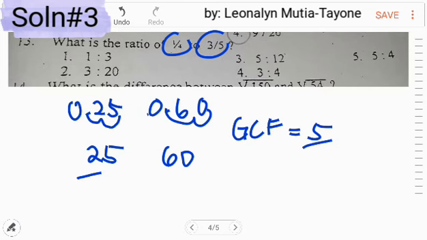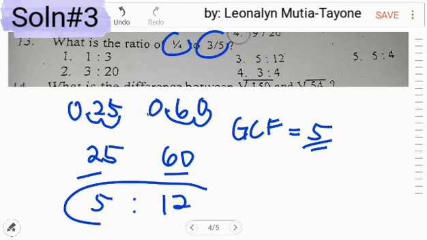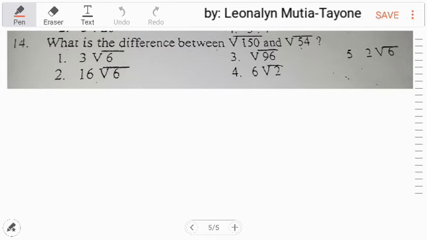25 divided by 5, and that is 5. 60 divided by 5, and that is 12. So, ito na yung ratio. 5 is to 12. Now, let's solve question number 14. What is the difference between square root of 150 and square root of 54? When we say difference, i-minus natin siya.